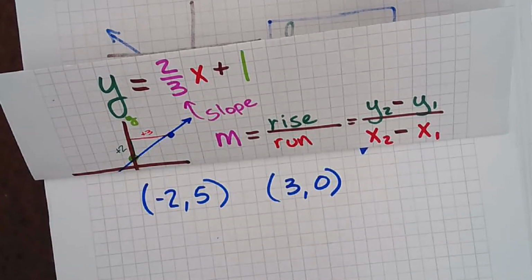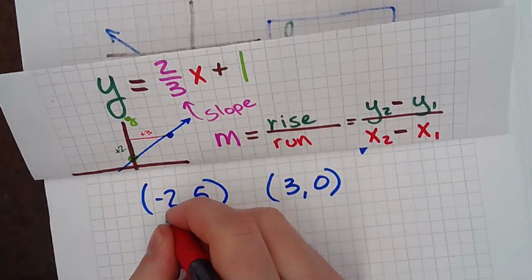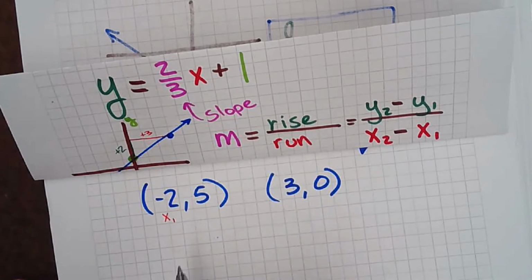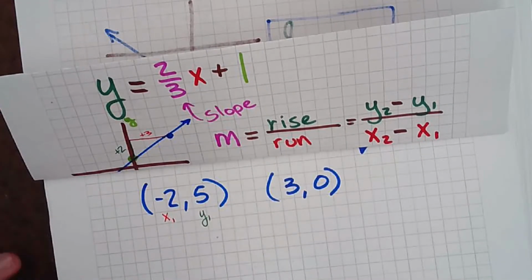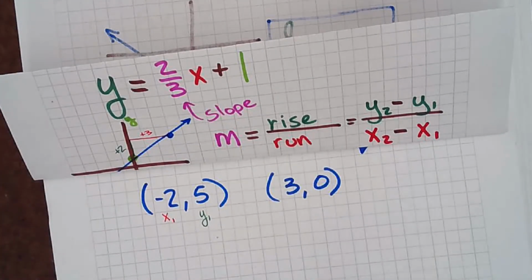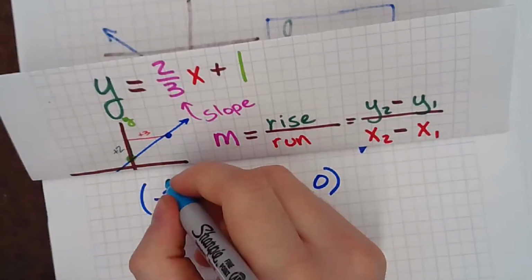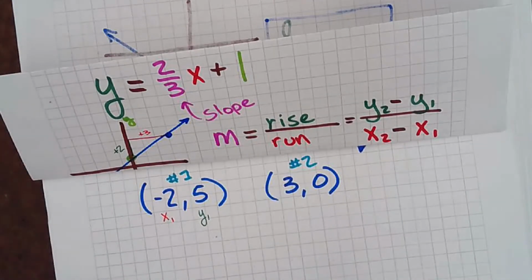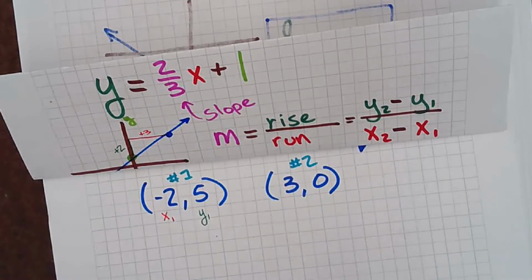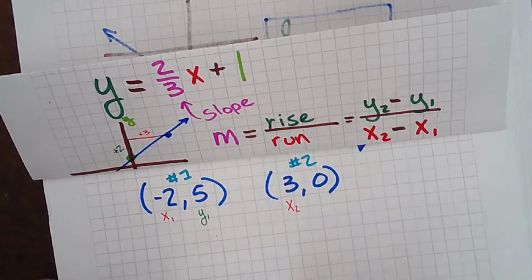So first off, we need to label our coordinates. Let's call this coordinate number 1. So that's x1 out of this coordinate, and that must be y1 out of this coordinate. So this is coordinate number 1. And let's call that coordinate number 2. So if that's x1 and y1, then this must be x2 and y2.